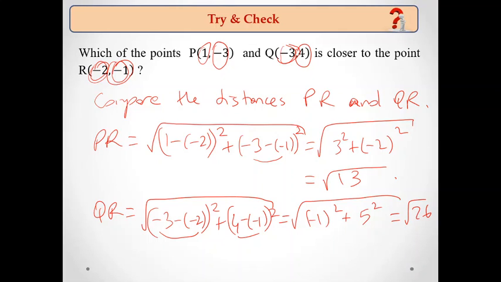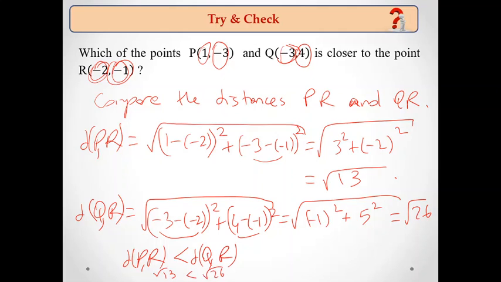As you see, PR, the distance from P to R, is less than the distance QR. If you write with the notation here, the distance PR is square root 13, and QR is square root 26, and this is obviously bigger. So we say P is closer to R.